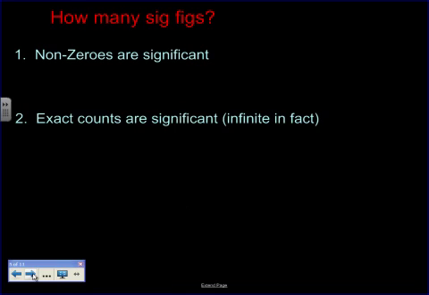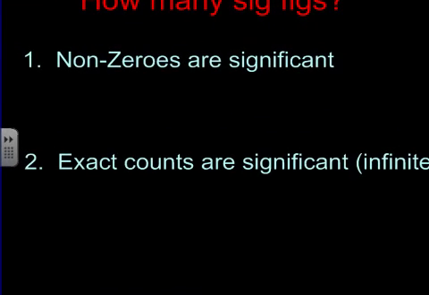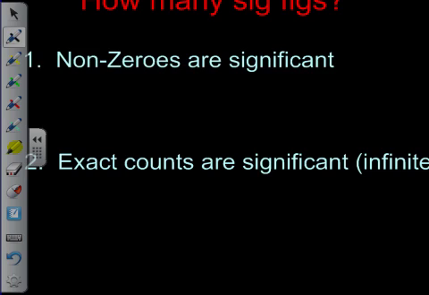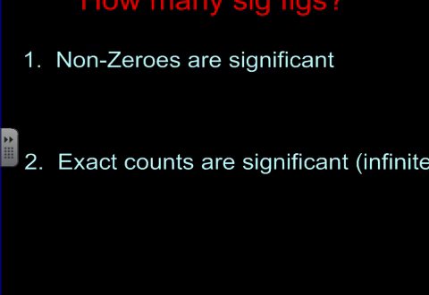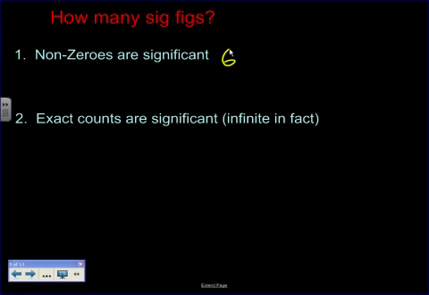So how do we know then, if we have a number, how many of the numbers that we just talked about in a measurement are significant? So here are the rules. You've got the rules in your notes, but we're going to go over examples of each of these rules as well. So rule number 1, pretty simple, non-zeros are significant.